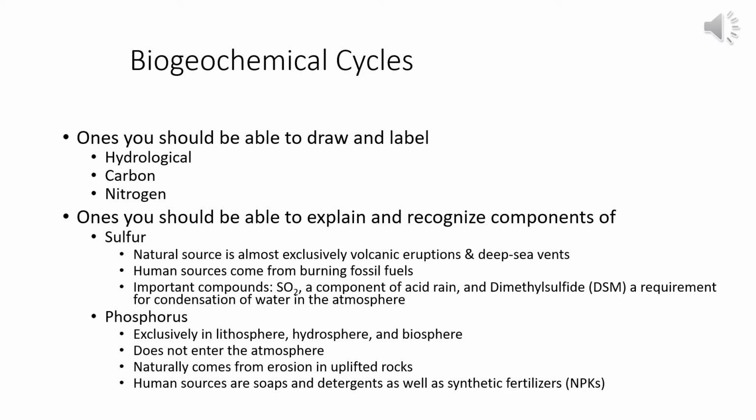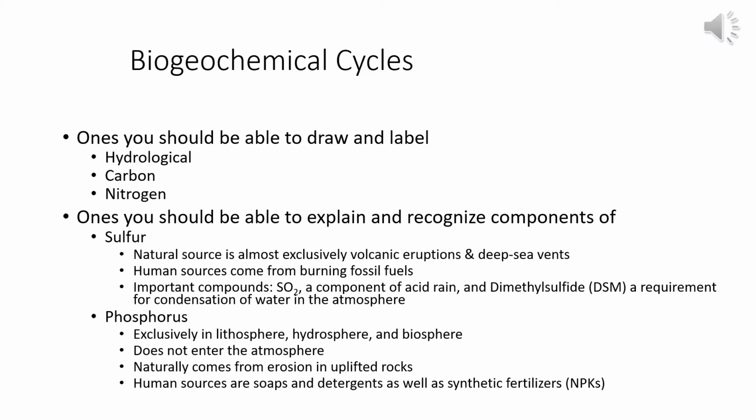These look at the ways in which nutrients, elements, and compounds are moved through biotic and abiotic components in the environment. Of these biogeochemical cycles, you should be able to draw and label from memory the hydrological or water cycle, the carbon and the nitrogen cycle. You should be able to explain and recognize components of both the sulfur and the phosphorus cycle.